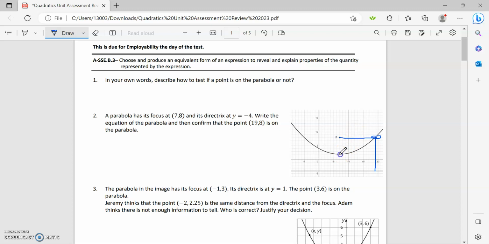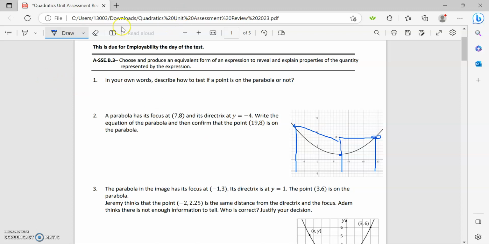If you look at, like, say I pick this point right here, the vertex. If I were to measure straight down, I would get some number. If I went straight to the focus, same thing. I go over here, it doesn't matter. A parabola is a set of points whose distance to the directrix, there it is, and the distance to the focus will always be equal.